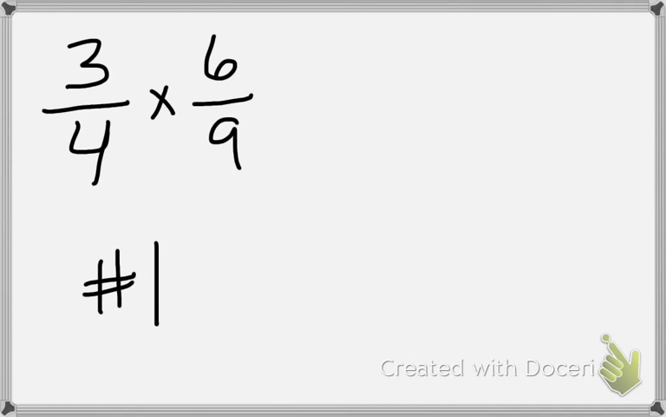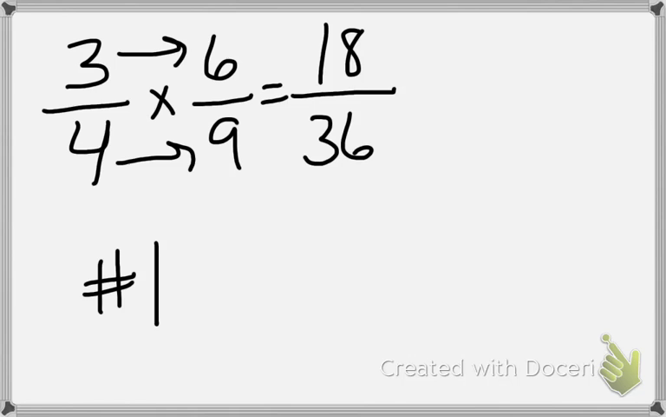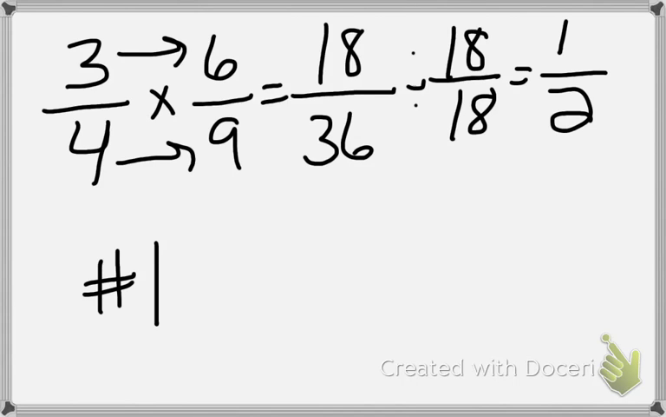Once again, we're just going to start with method number 1. We're just going to multiply straight across. So we multiply our numerators. 3 times 6 will give us 18, and 4 times 9 will give us 36. Now we want to make sure that we have our answer in reduced or simplest terms. So what is the largest number that can divide into both the 18 and 36? In this case, it would be 18. If we divide our numerator by 18, it becomes a 1. If we divide our denominator by 18, it becomes a 2. So we get the answer 1/2.